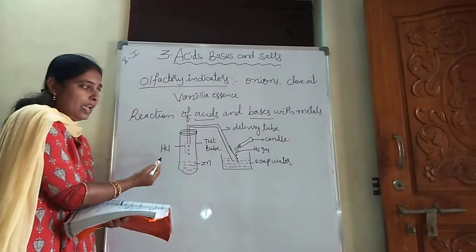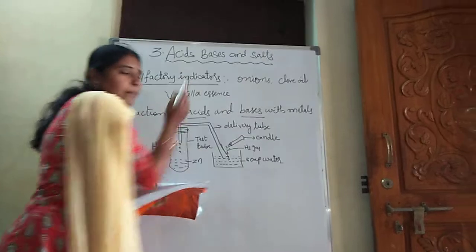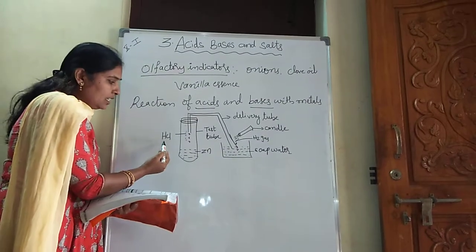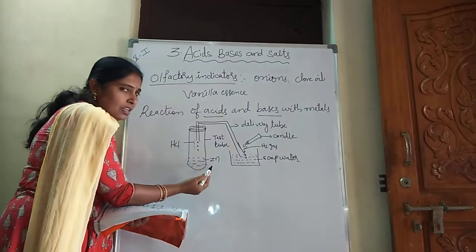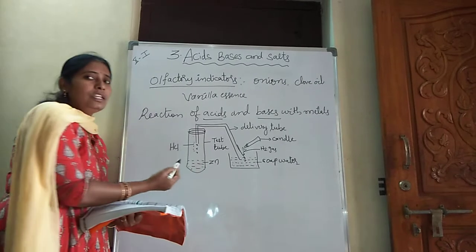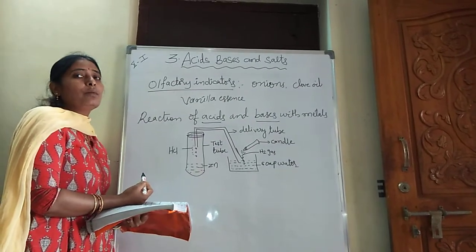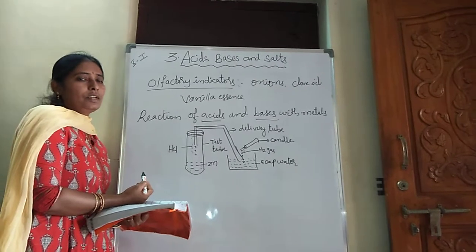HCl is nothing but an acid. Zinc is a metal. What is our aim? Acid reacts with the metals. So here we are using HCl as an acid and zinc as a metal. When hydrochloric acid is added to zinc, slowly the zinc dissolves in it, and how will we come to know the zinc dissolves? Bubbles. We can see the bubbles.